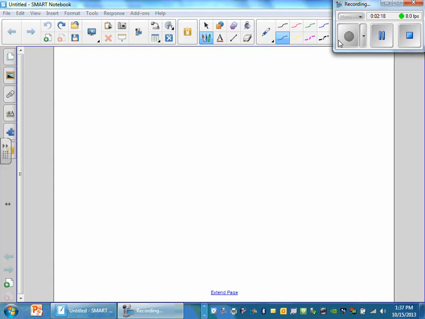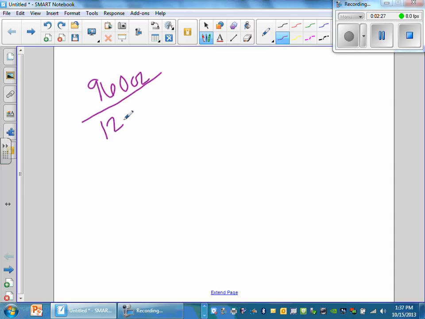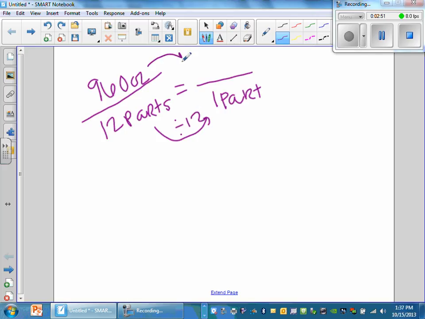We just found out that we needed a total of 960 ounces for the reception, and Adam's recipe had a total of 12 parts. We need to set up a proportion to figure out how many are in 1 part of Adam's recipe. This is scaling down because you're going from 12 to 1. So how do I go from 12 to 1? Well, I divide by 12. I need to do the same thing on the top. 960 divided by 12, and I should get 80 ounces.